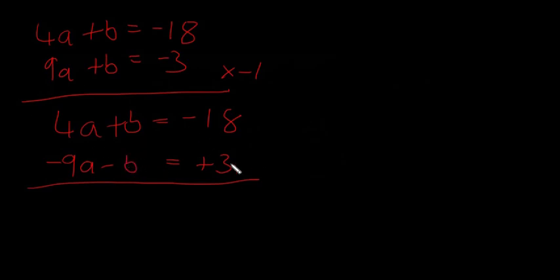Okay, we're going to add them now. Add the two lines. So plus b and minus b are going to cancel. This here is going to give us minus 5a, which is 4a and minus 9a. And this here is going to give us minus 15, because plus 3 and minus 18. So a is going to be equal to 3.